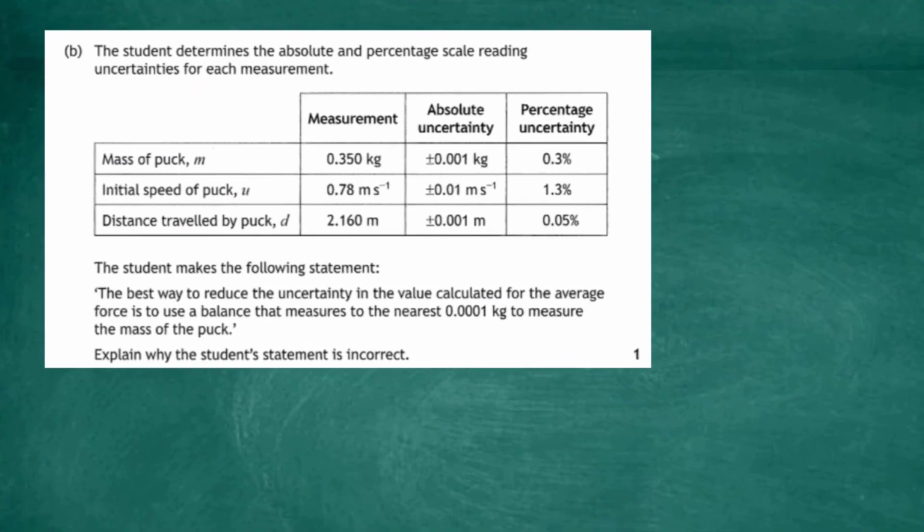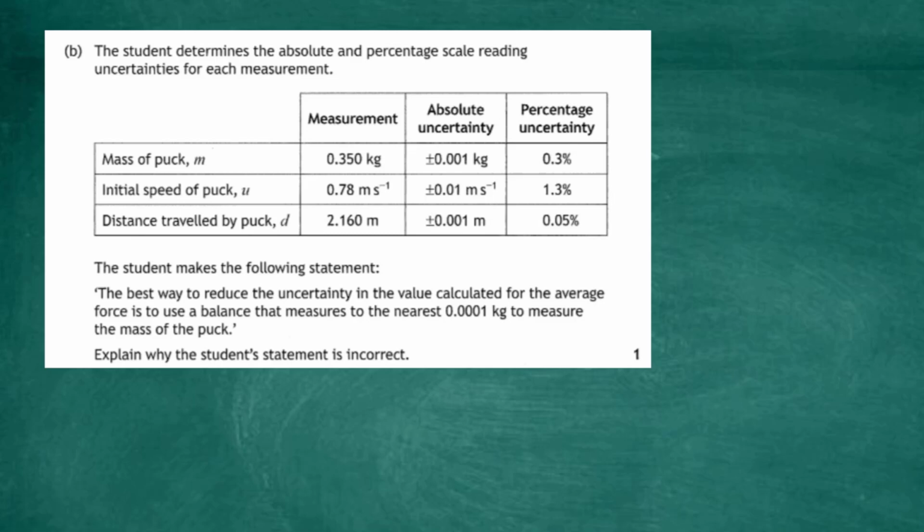Question 2b. The student determines the absolute and percentage scale reading uncertainties for each of the measurements, and he's displayed them there in a table. The student makes the following statement on that table: the best way to reduce the uncertainty in the value calculated for the average force is to use a balance that measures to the nearest 0.0001 kilograms to measure the mass of the puck. And we've got to explain, for just 1 mark, why that student's statement is incorrect.